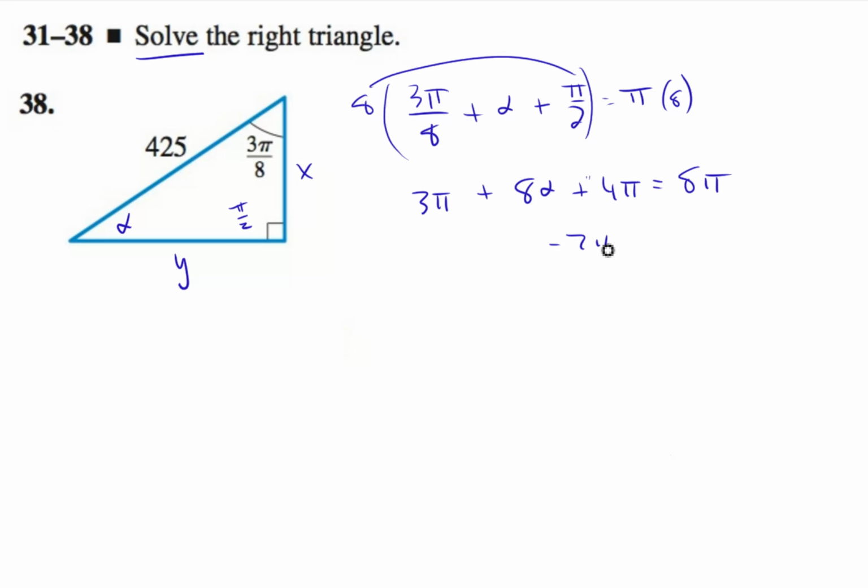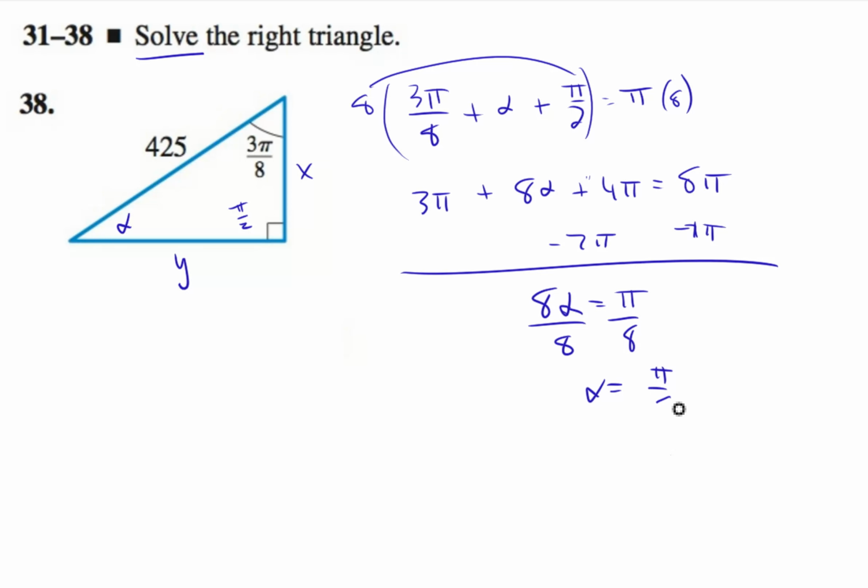So subtract 7 pi from both sides. 8 alpha equals 1 pi. So alpha equals pi eighths. That's probably the harder of the two. Okay, so that's that.